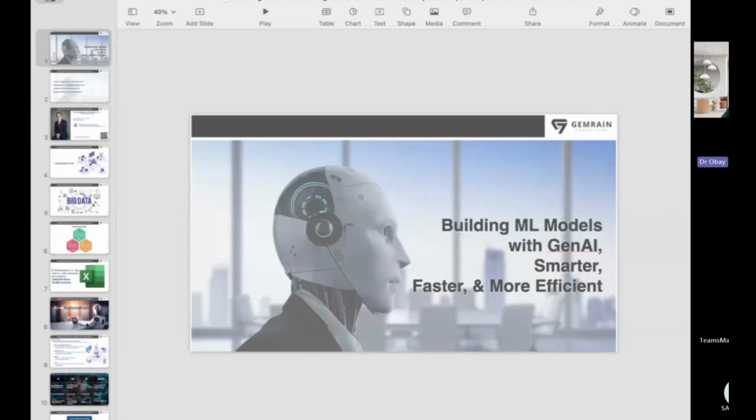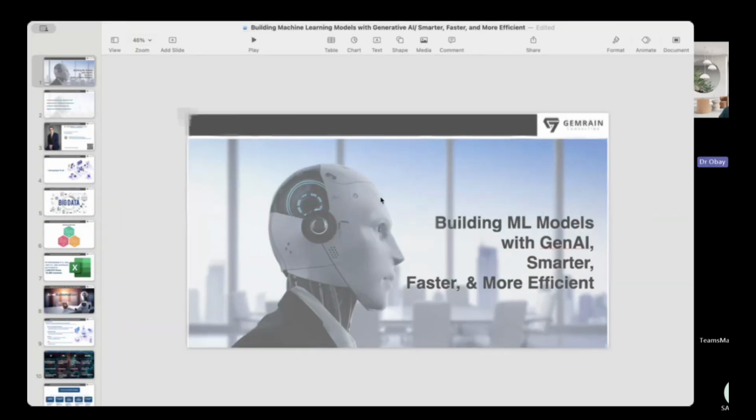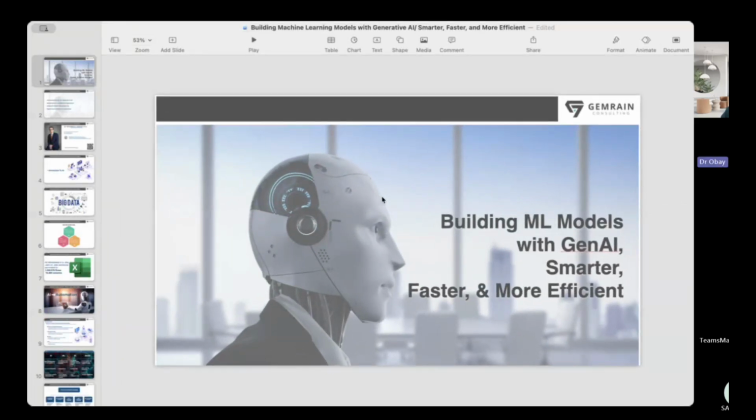So let me share with you the slides just to let you see the steps of today. And then I'm going to share with you some background check in a while. So again, this is going to be building machine learning models by using generative AI, smarter, faster, and more efficient.